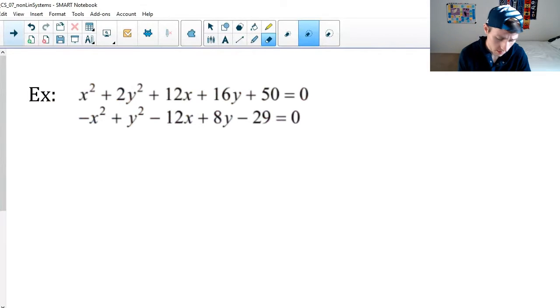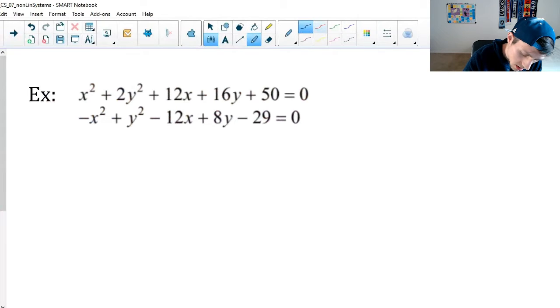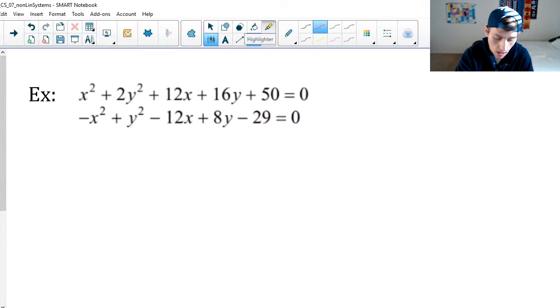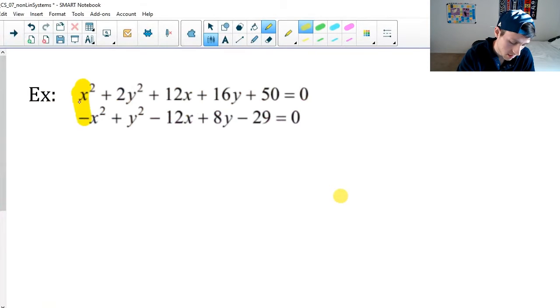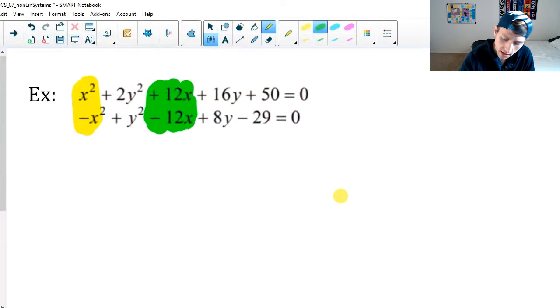I have my system here. And we have to decide first, do we want to eliminate the x's? Do we want to eliminate the y's? It doesn't particularly matter which one. Usually there will be an easier option. Looking at these, my x squared terms and my linear terms of just x are already set up with opposite sign coefficients. Positive 1x squared, negative 1x squared. Positive 12x, negative 12x. So this works pretty nicely for us.